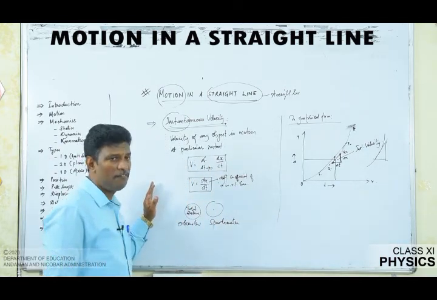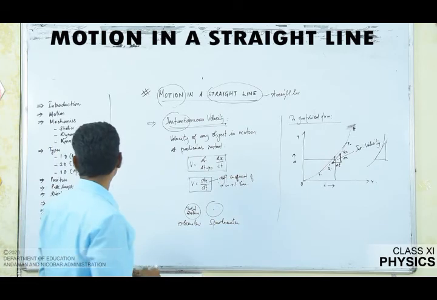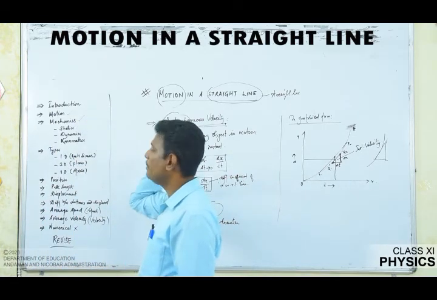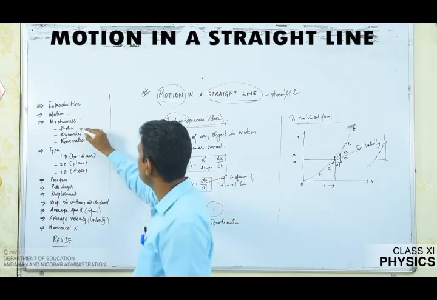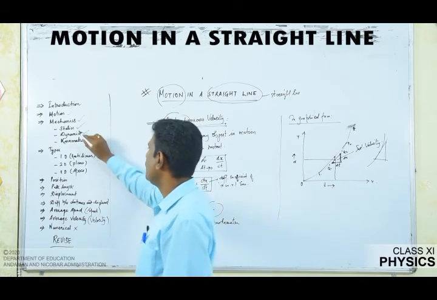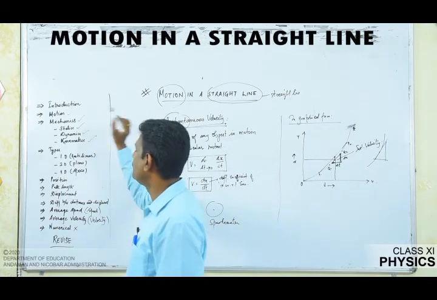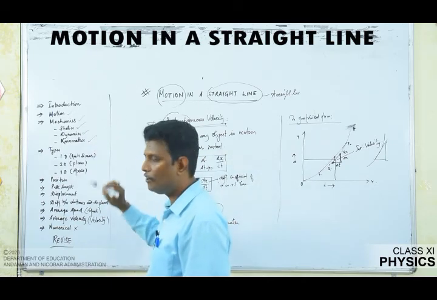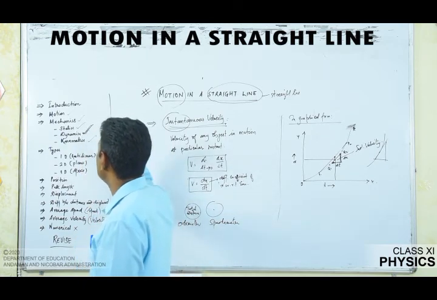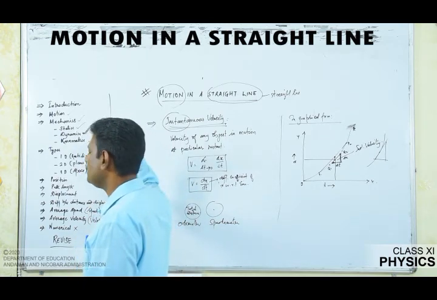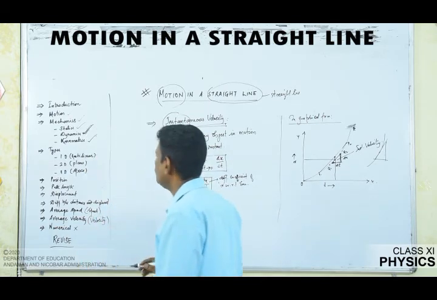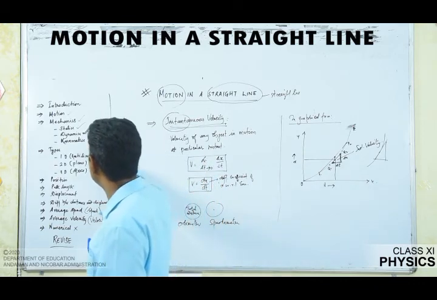So, we sum up today. Today we have seen motion, mechanics. Under mechanics, we have seen the branches of mechanics, that is statics, dynamics and kinematics. Statics is the study of objects at rest, dynamics is the study of objects in motion considering the cause of motion. Next is kinematics. Kinematics is the study of objects in motion without considering the cause of motion.